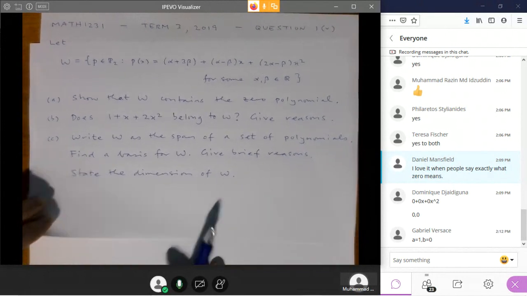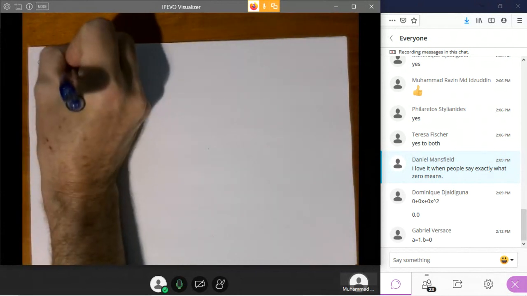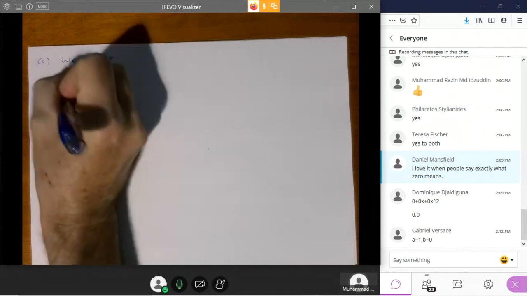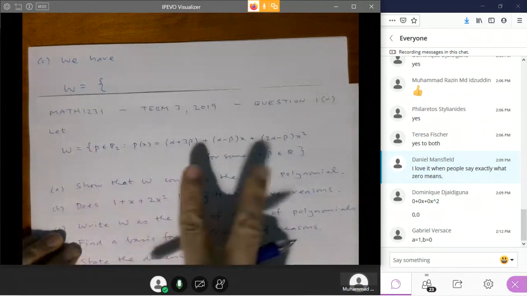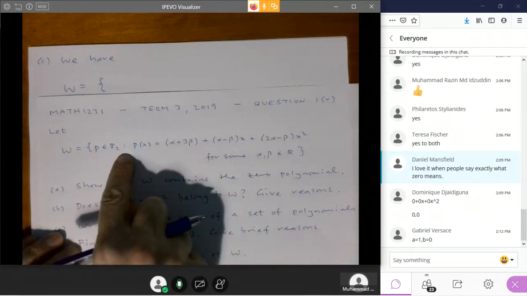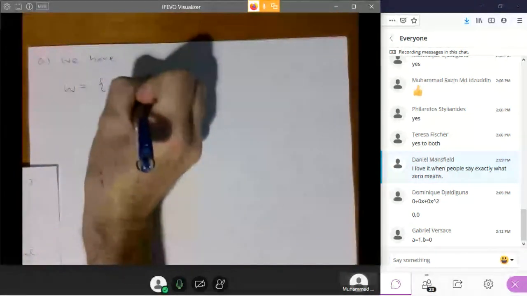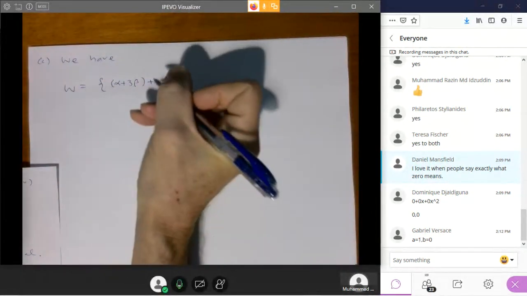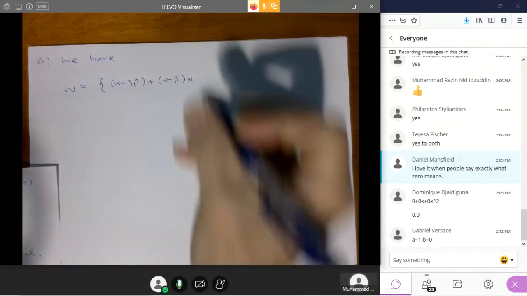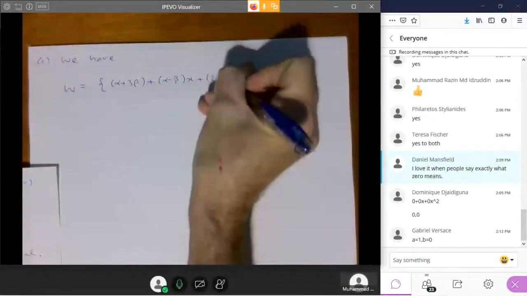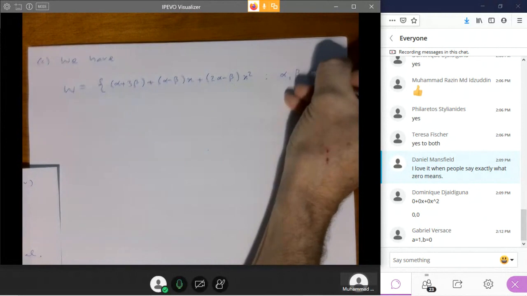Okay, so we've got to write W as a span of a set of polynomials. Let's firstly just copy down what W is. So it's the set of all, and I can write this in a slightly different way. I don't have to say P here. I can just put this expression before the colon and alpha, beta in R afterwards. So it's alpha plus 3 beta plus alpha minus beta times x plus 2 alpha minus beta x squared, such that alpha and beta are in R.